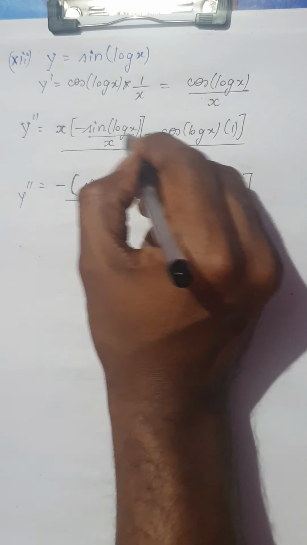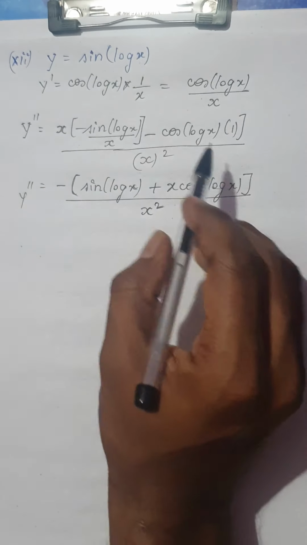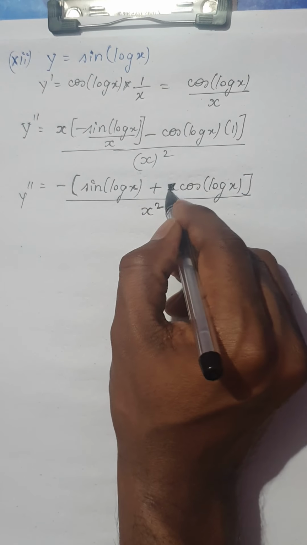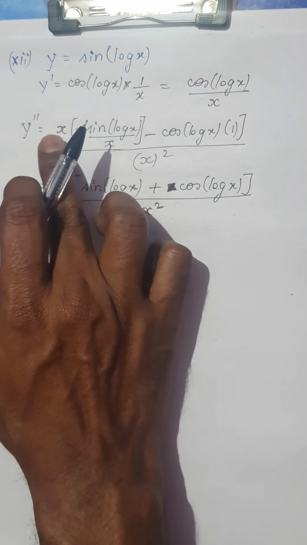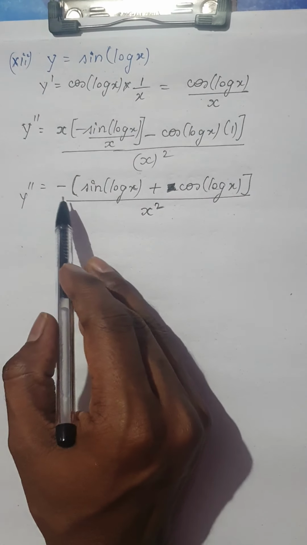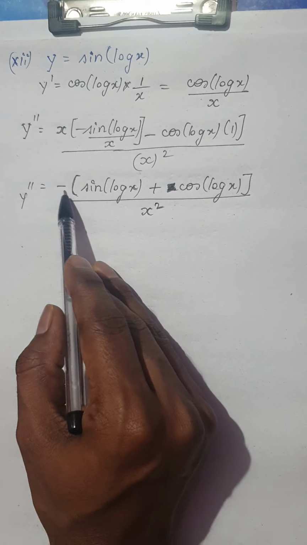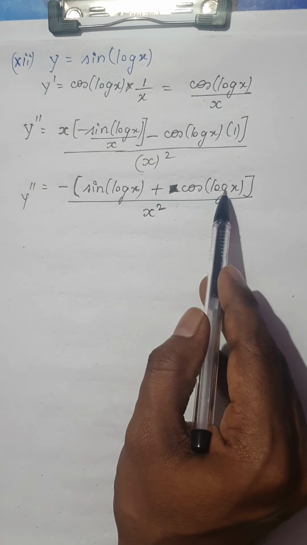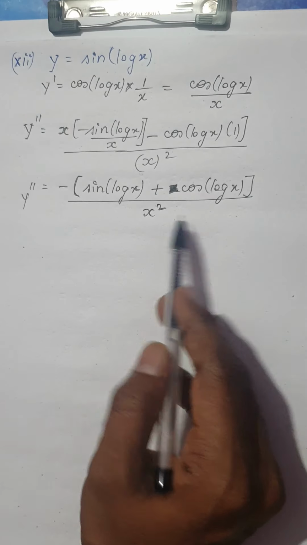Small correction friends. When we kept the first function as it is and differentiated the other function, this x is multiplied only for this term, it would not be multiplied here. So this x would be deleted, remember, because this x is only for this function, not here. So the final answer would be y double dash is equal to minus of, minus is a common term, sin of log x plus cos of log x divided by x square.